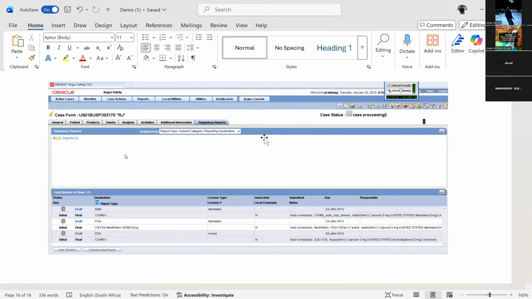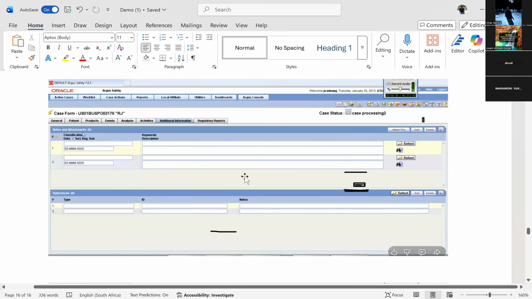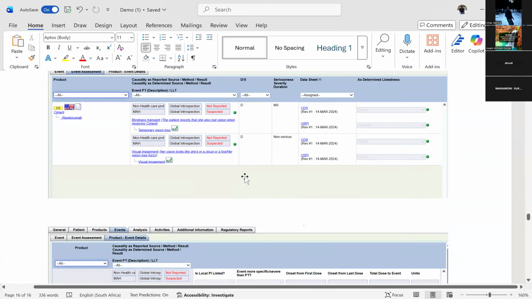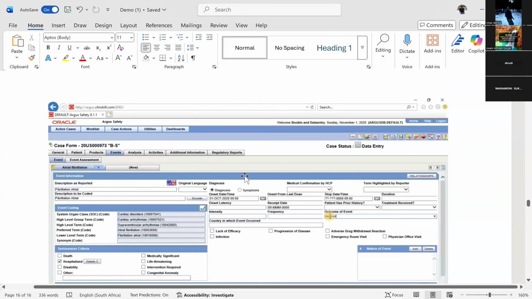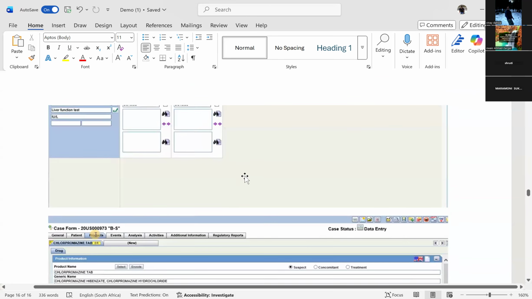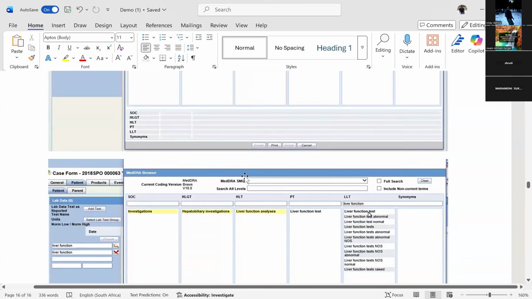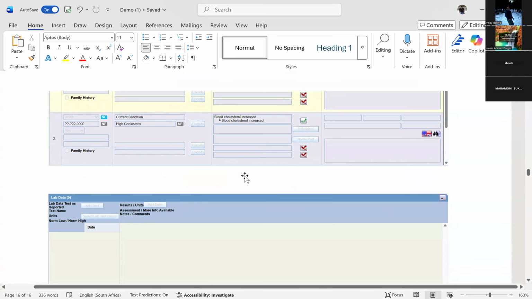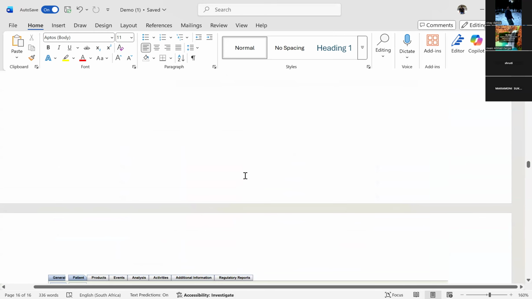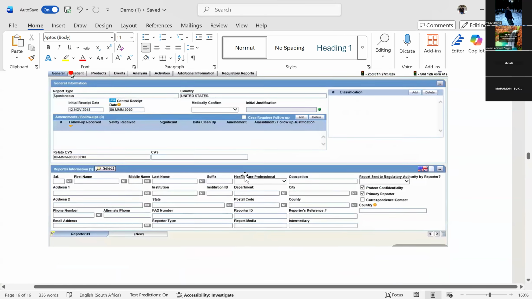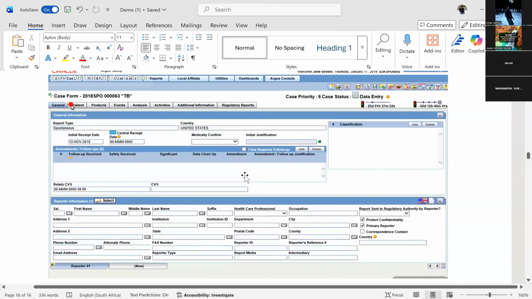To understand the cases or the regulatory reports, you have to understand all the tabs that we have to follow. And for this, you need to have a brief understanding of all the different functionalities of the different tabs. Moving on, starting from here. Okay.